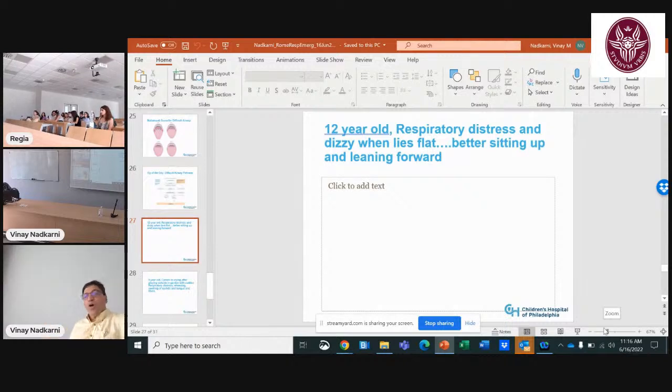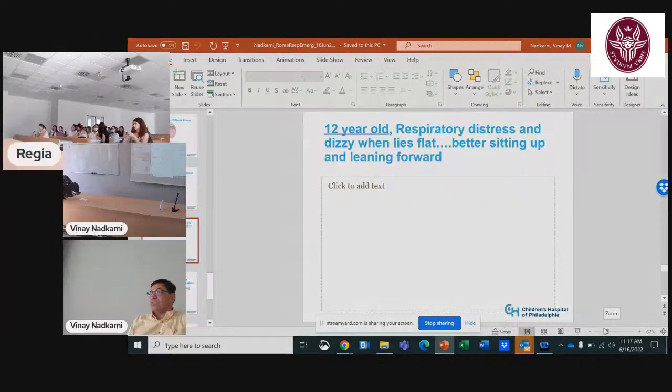What about this patient? A 12-year-old with respiratory distress, who becomes lightheaded and dizzy when lying flat and gets a lot of respiratory distress. When he sits up and leans forward, he seems to be pretty good. Every time he lies flat, respiratory distress. Turns on his left side, better. What do you think? Is this a respiratory emergency or not?